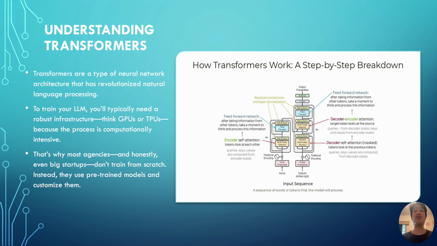First, let's break down transformers. Transformers are a type of neural network architecture that has revolutionized natural language processing. They enable models to understand the context of words in relation to each other, making them incredibly powerful. When training an LLM from scratch, you'll need a substantial amount of data. The data is used to teach the model the nuances of languages, from grammar to idioms.